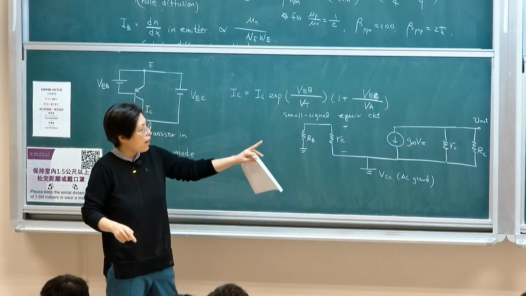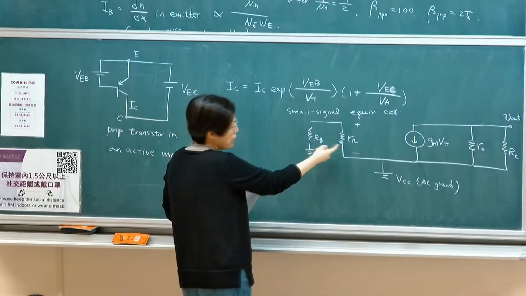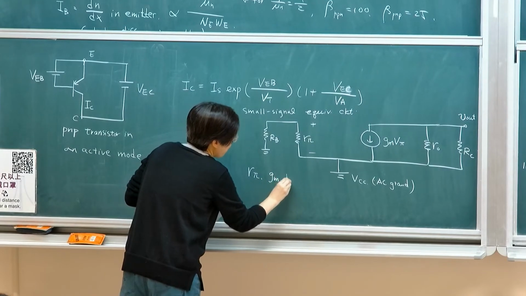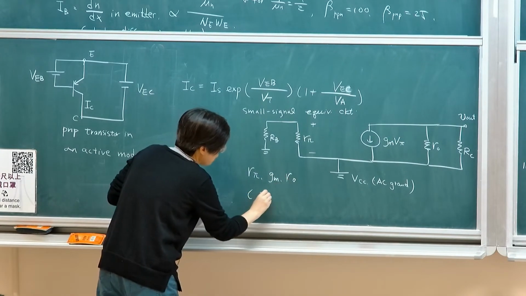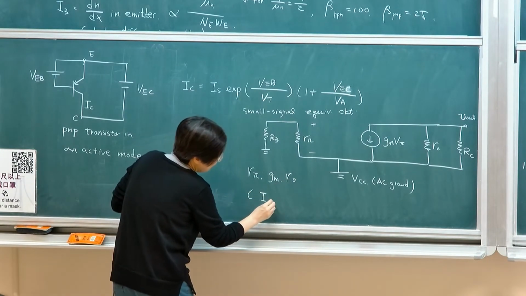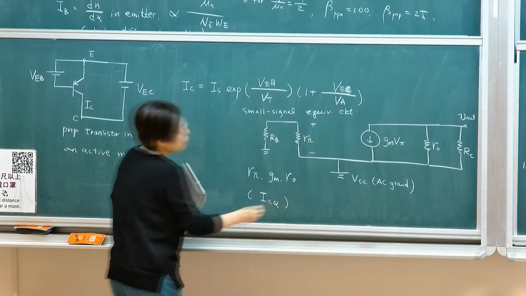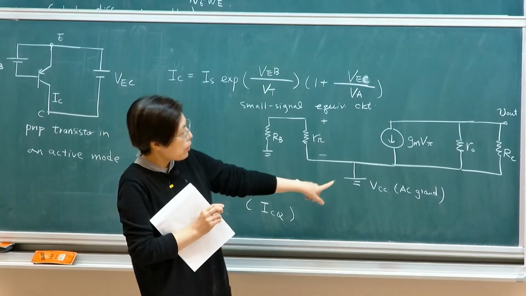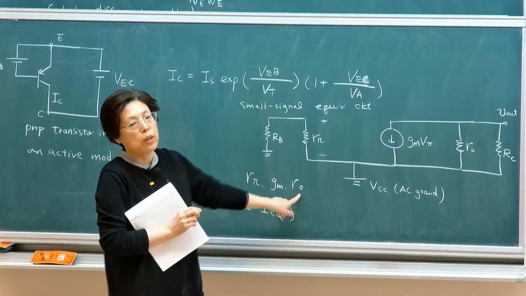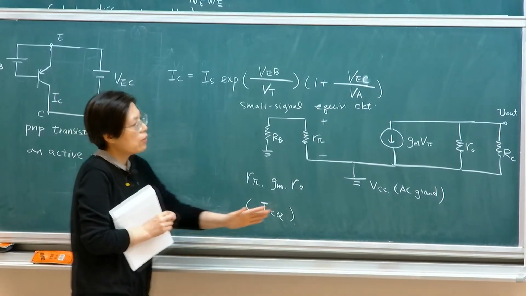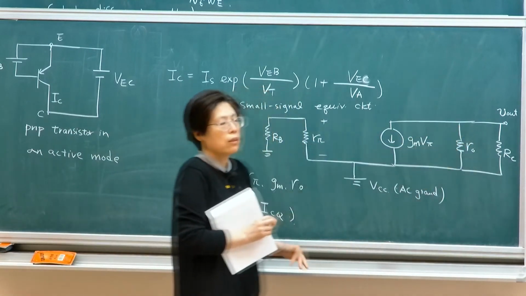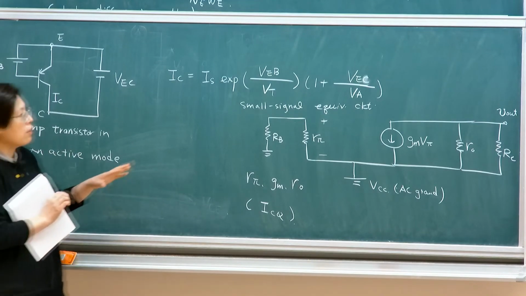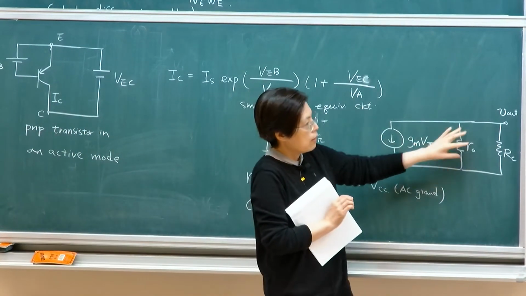where you can find the r pi following our previous analysis, the same. So r pi, gm, ro can be defined based on IC or ICQ. Okay? So if I give you an early voltage, you should be able to find ro. If early voltage is not given, you can skip this part. If early voltage is infinite, then ro is infinite. So then this can be skipped. Okay?